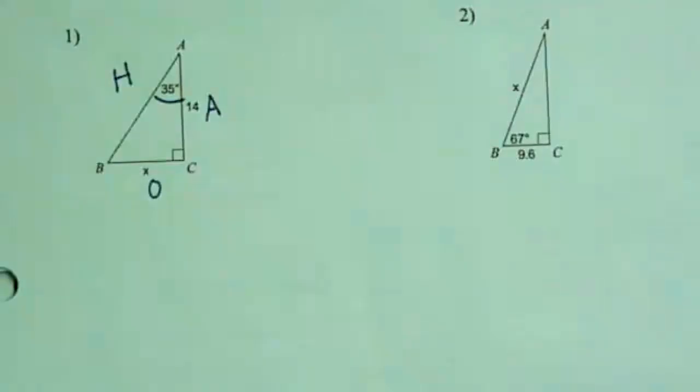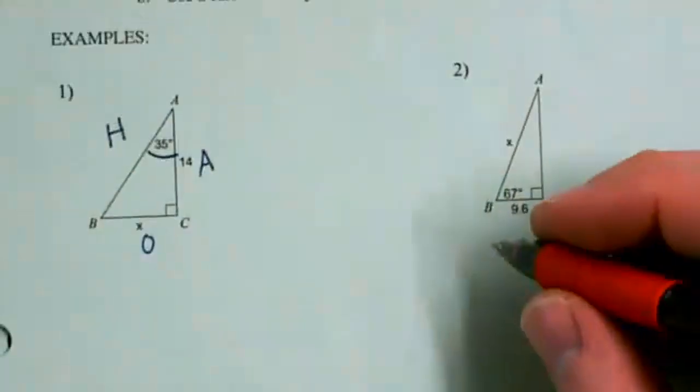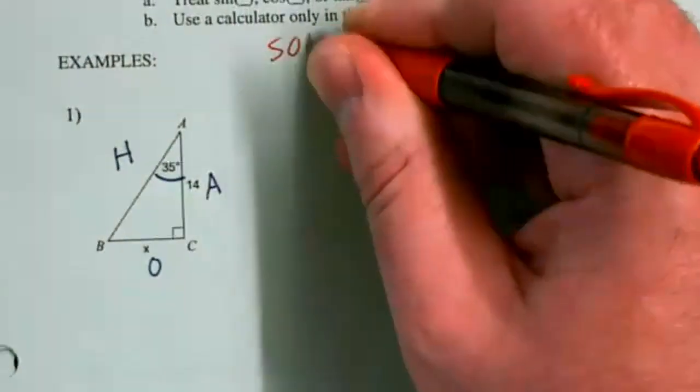Did you end up putting the adjacent at 14 and the opposite at X? Yeah? All right, questions so far? Okay, let's write our cheat code up here so we've got easy access to it.